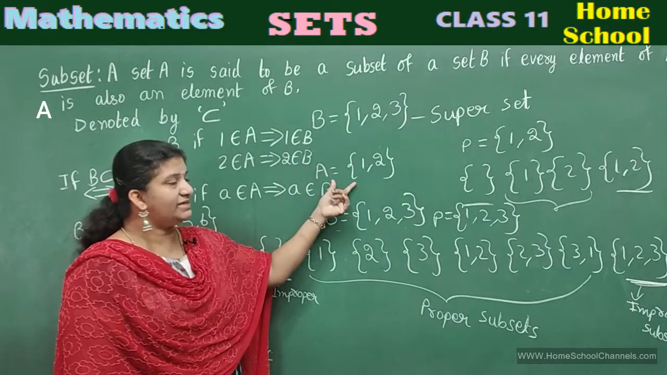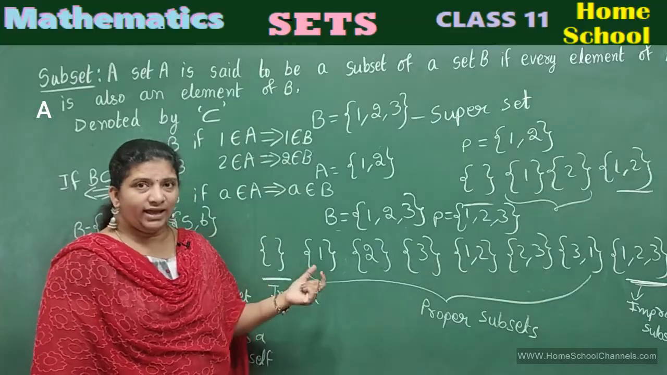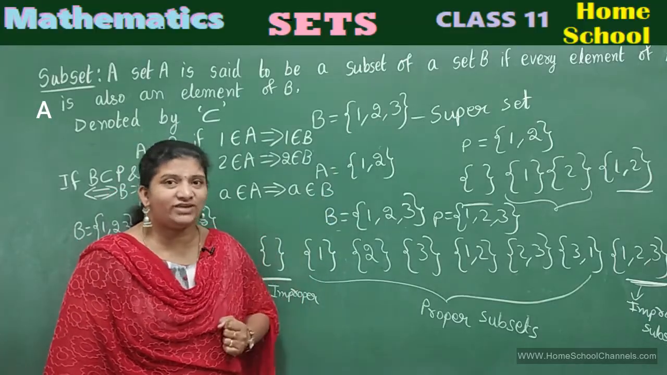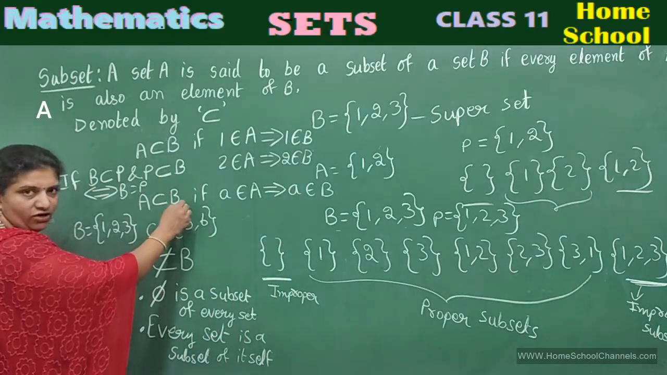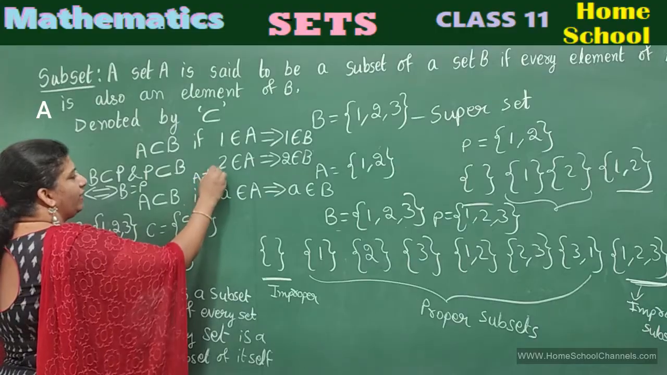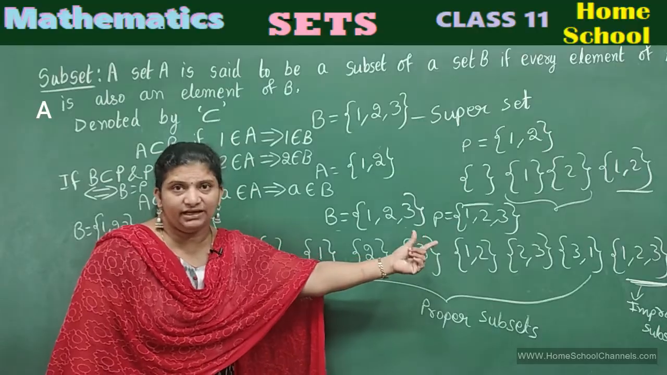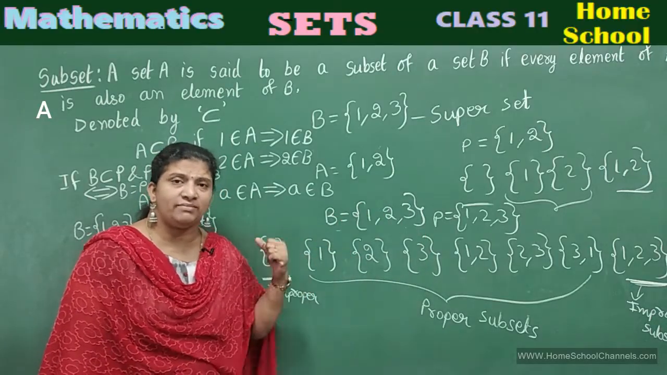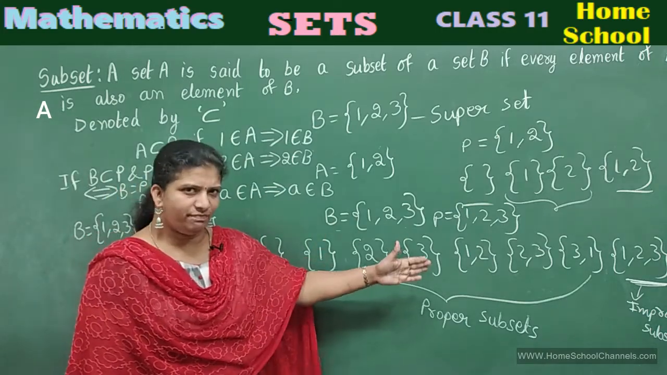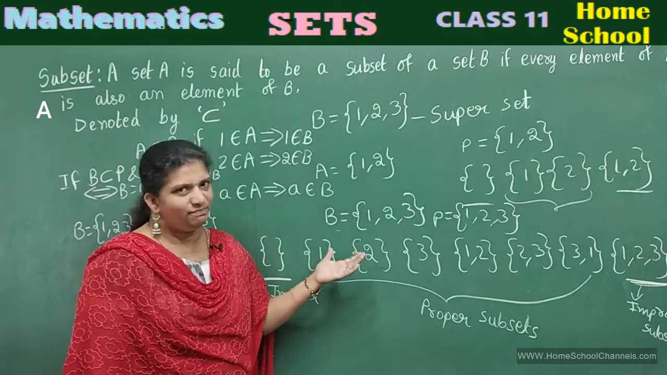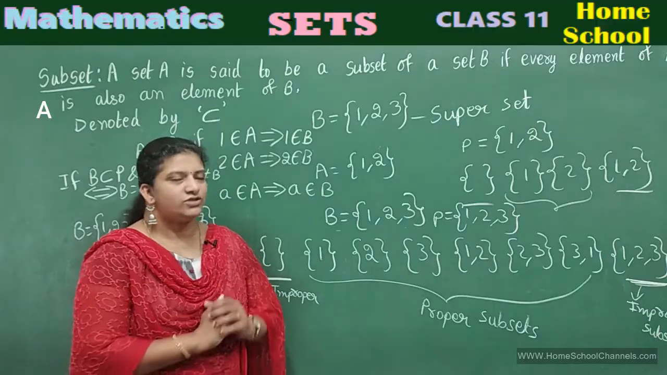Here you consider A is a subset of B, but both the sets are not equal. Why? They have only 2 elements, while there you have 3 elements. A is not equal to B. A is a subset of B and A is not equal to B. Whereas here, both the set and the subset have the same elements and the same number of elements. So what can I say? B is a subset of P, P is also a subset of B, therefore B is equal to P. Okay, is this clear? So let us see once again.